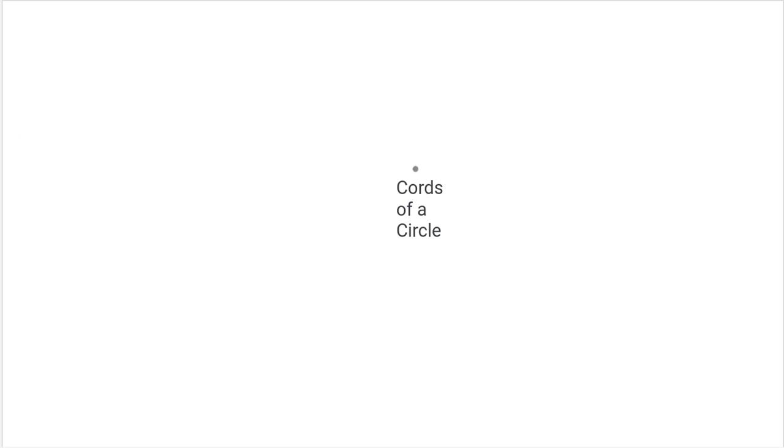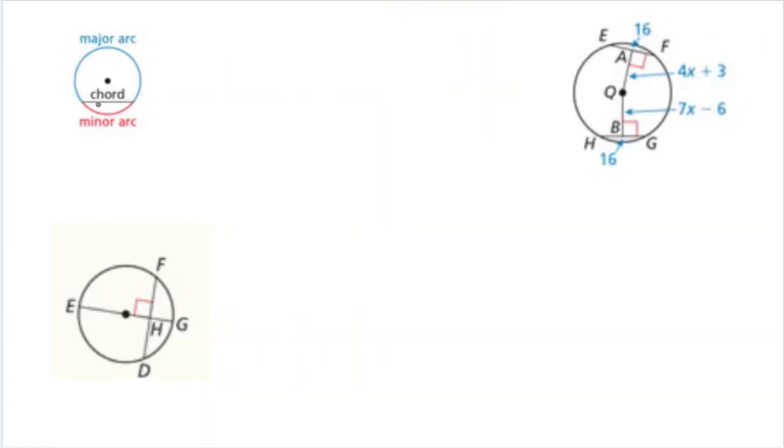And today we're going to talk about chords of a circle. So a chord is a line that cuts across and does not intersect the middle, so it's not the diameter. When a chord goes across, it will make the circle become two parts: the minor arc, so the smaller portion, and then the major arc.